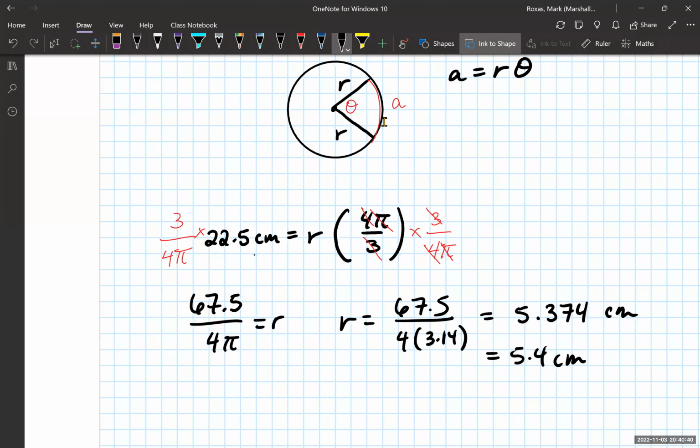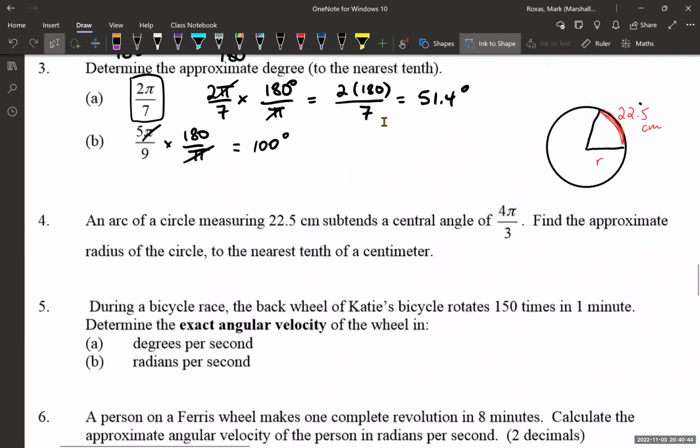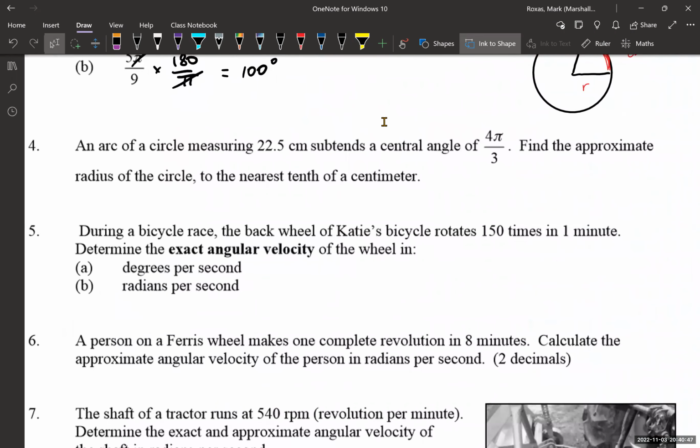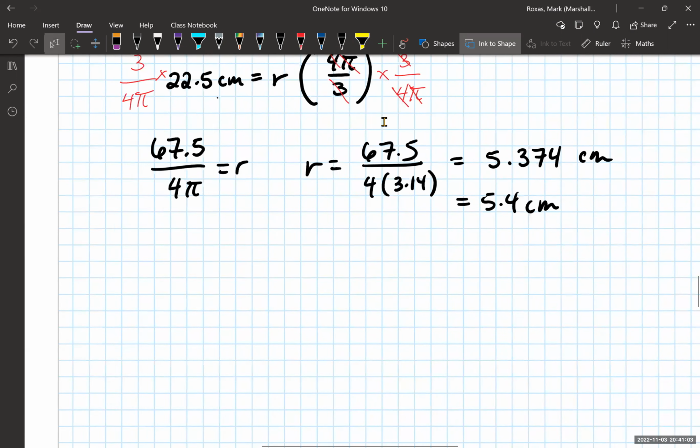Okay, angular velocity. Let's look at another question. During a bicycle race, the back wheel of Katie's bicycle rotates 150 times in 1 minute. Again, rotation, so we're going to have angular velocity. Determine the exact angular velocity of the wheel. All right, so how do you visualize angular velocity? What does that mean?